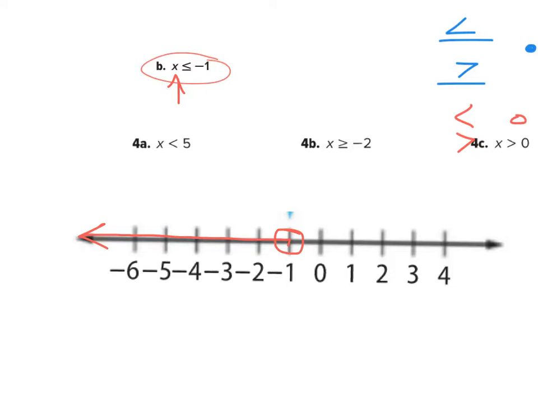But I'm also told that my x can be less than -1 or equal to -1. And when my answer could include -1, I'm going to just use that as a shaded in dot to show that my answer could be -1 or anything less than that.